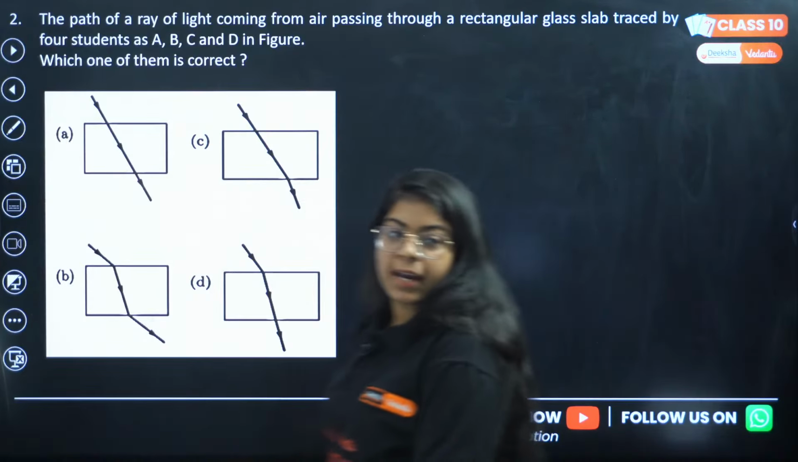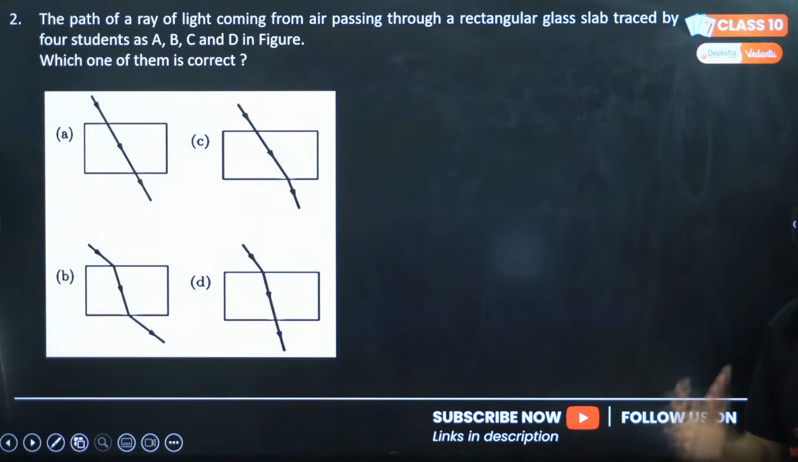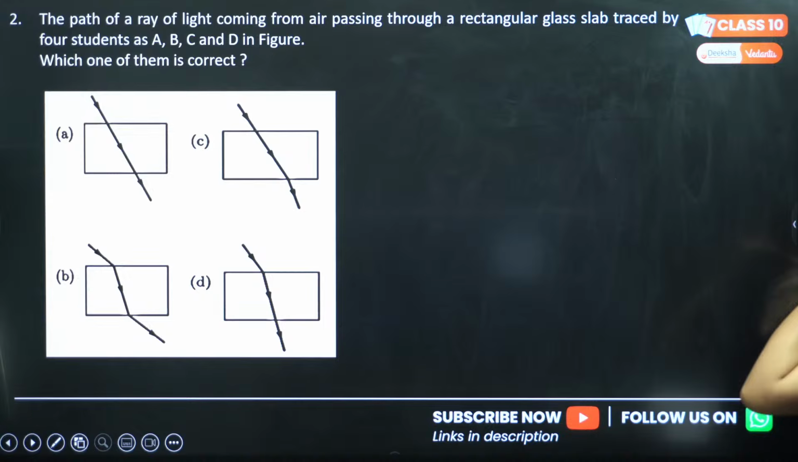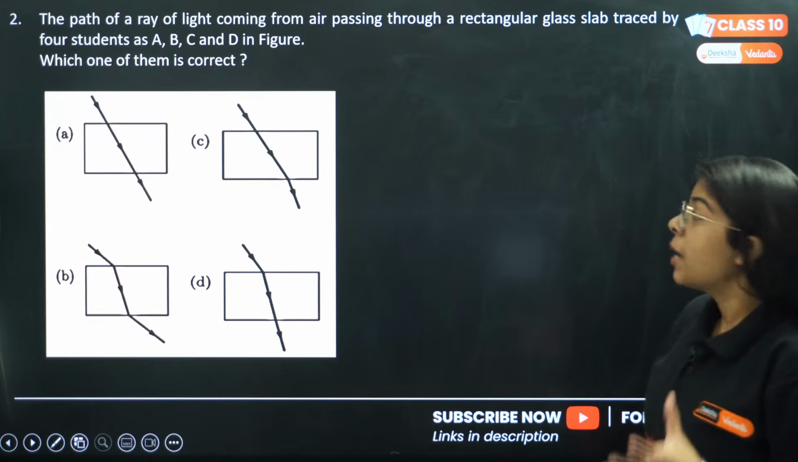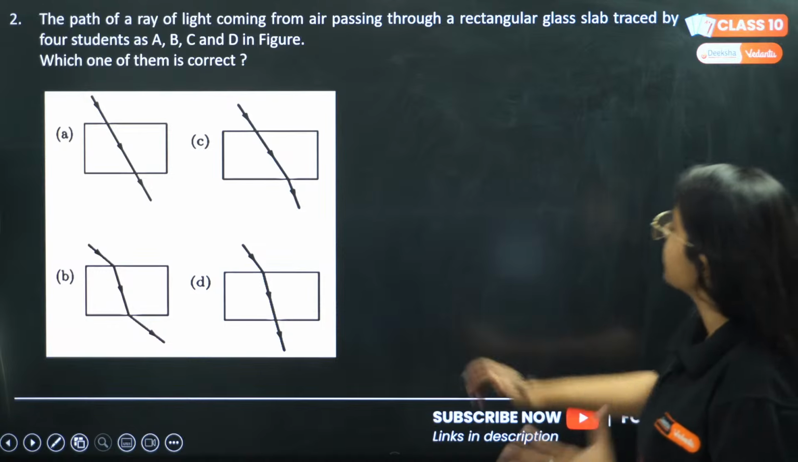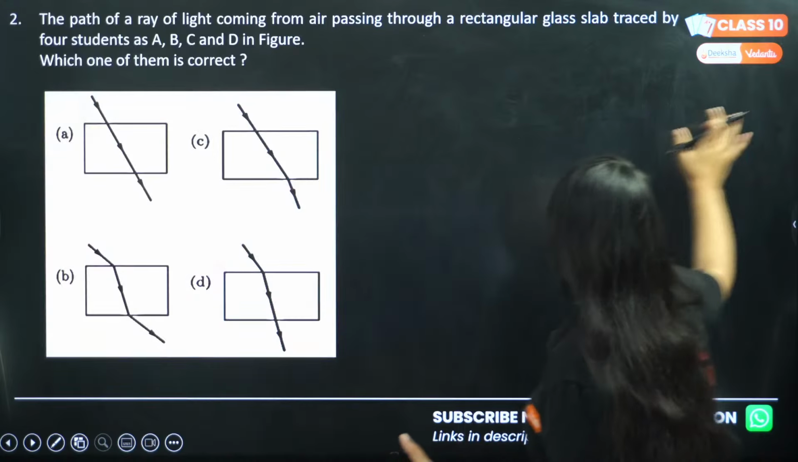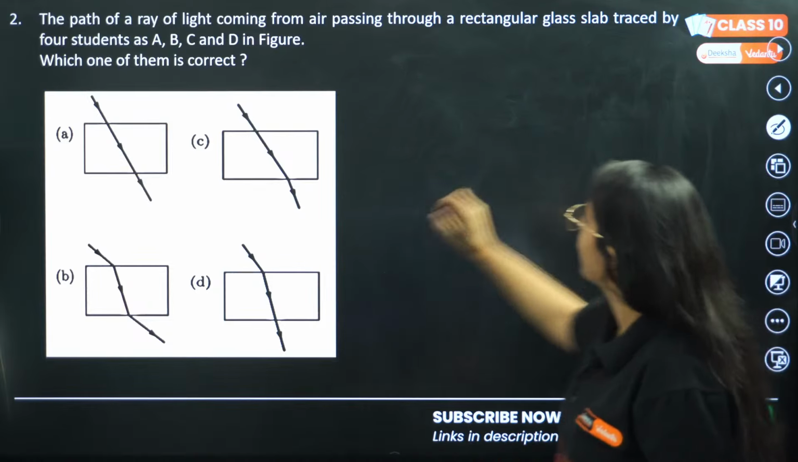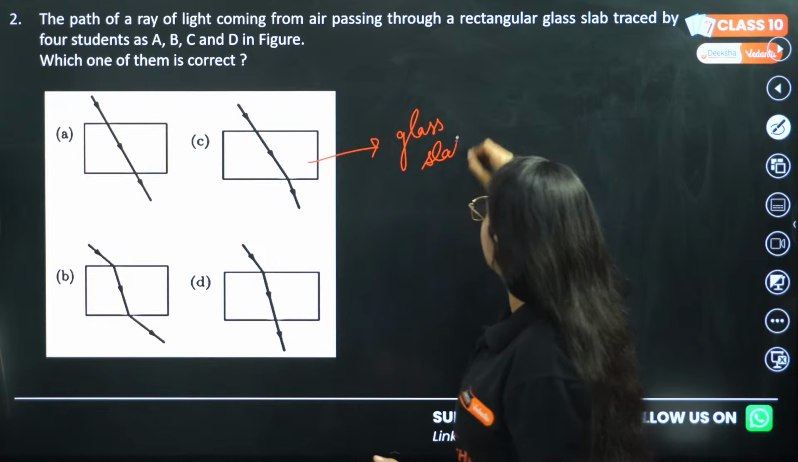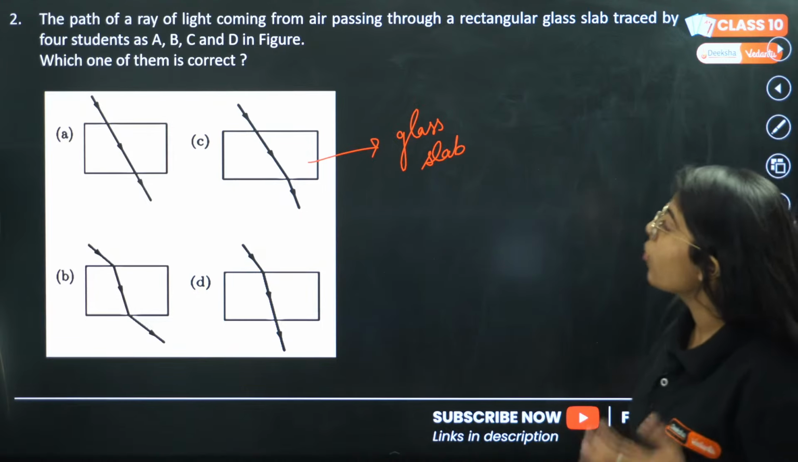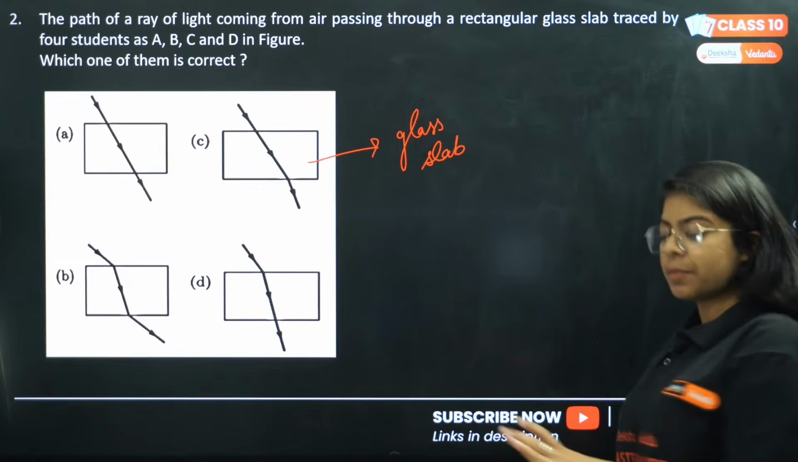Second question, read it carefully again. This is a simple good question. The path of a ray of light coming from air, passing through a rectangular glass slab. Now we are given, this is our rectangular glass slab. The path is traced by 4 students A, B, C, D in the figure. Which one of them is correct?